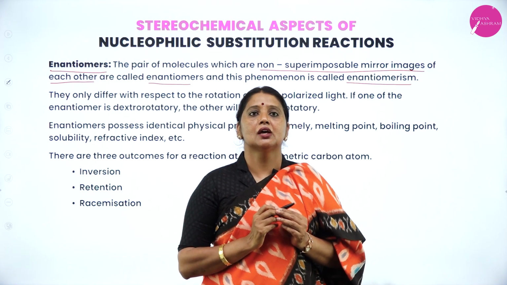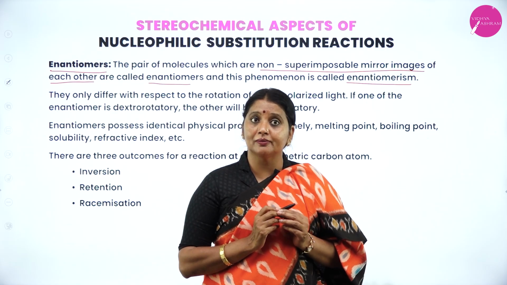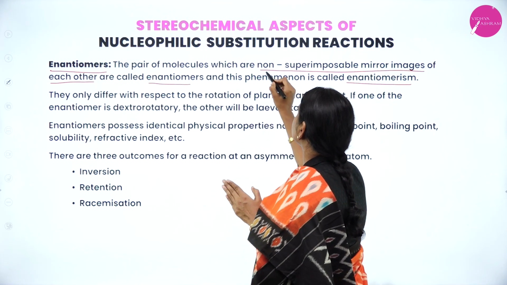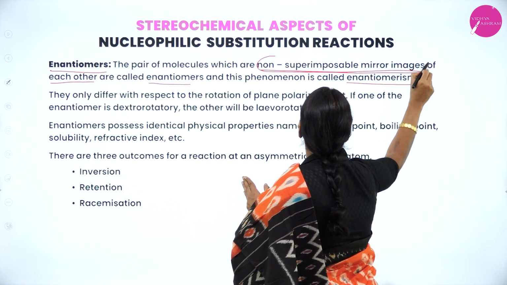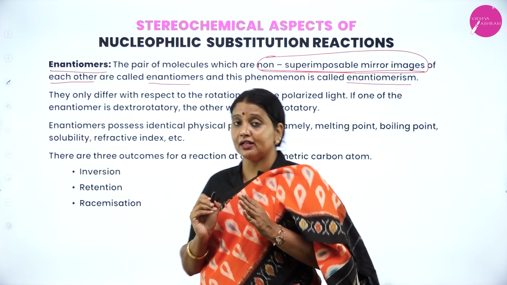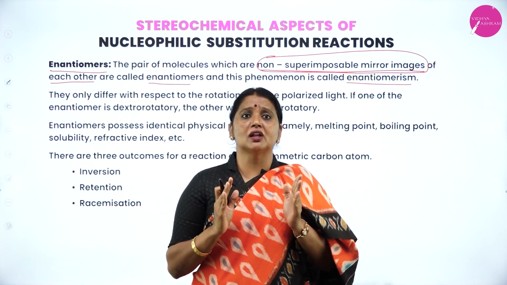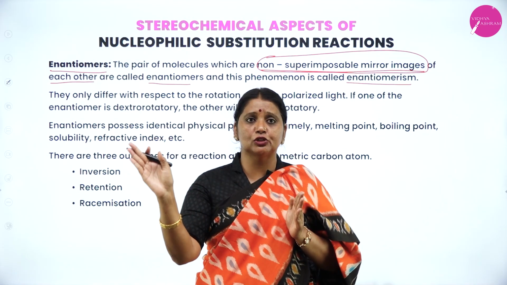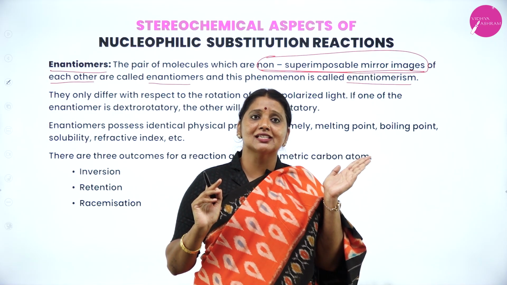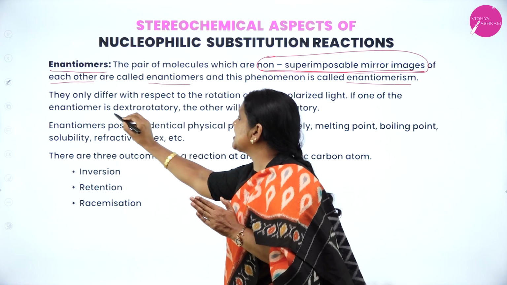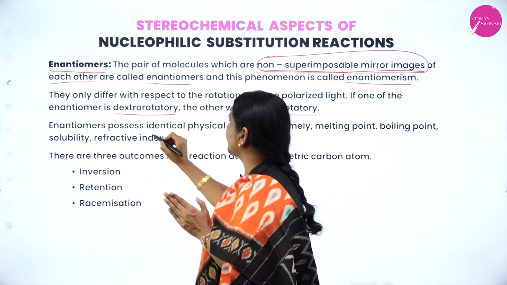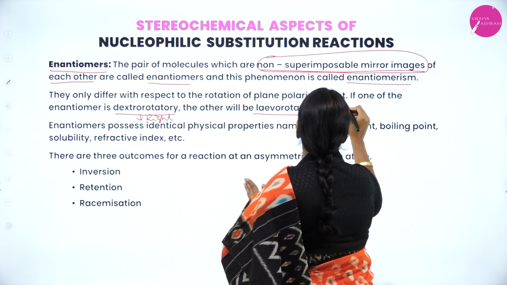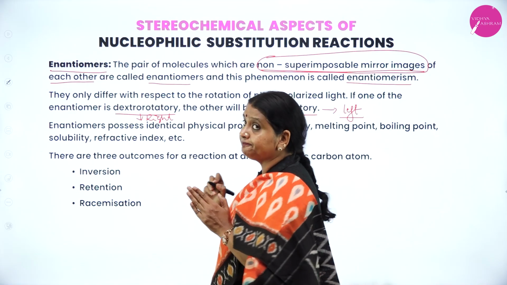What are enantiomers? Enantiomers are a pair of molecules which are non-superimposable mirror images to each other. How does this pair differ with respect to each other? One molecule rotates plane polarized light to the right, another molecule rotates plane polarized light to the left. That means if one is dextrorotatory, the other is levorotatory. Dextrorotatory rotates plane polarized light to the right. Levorotatory rotates plane polarized light to the left.